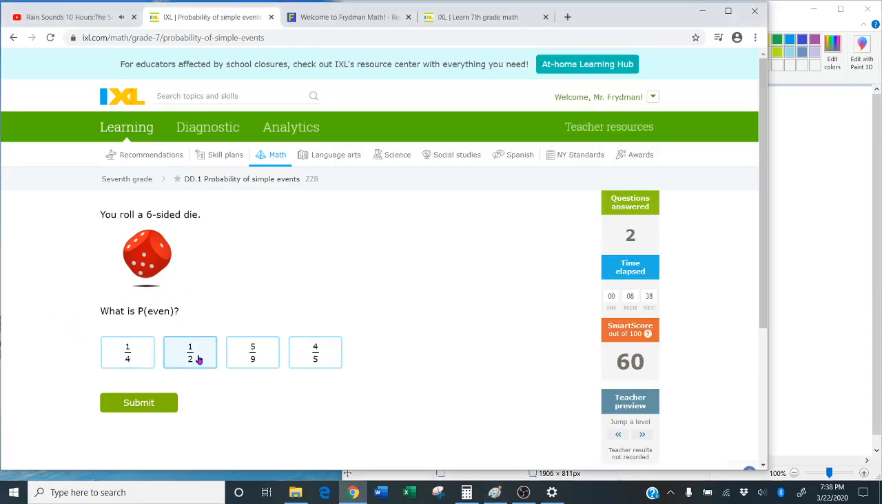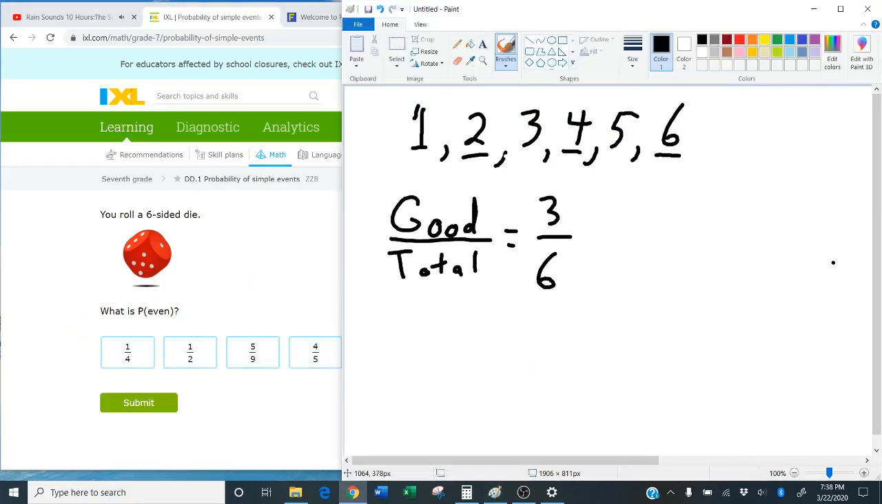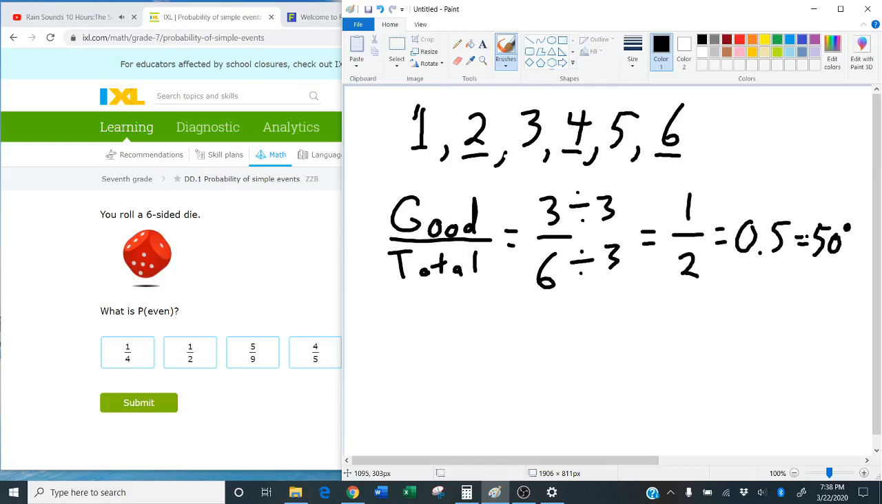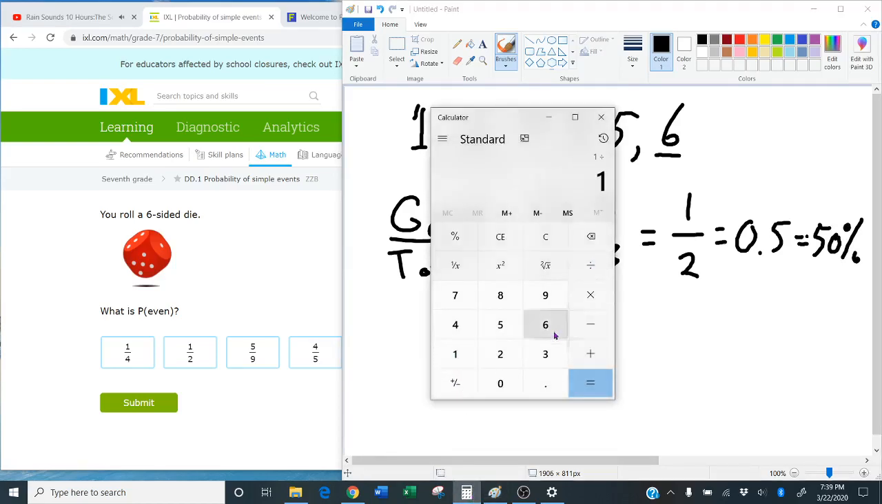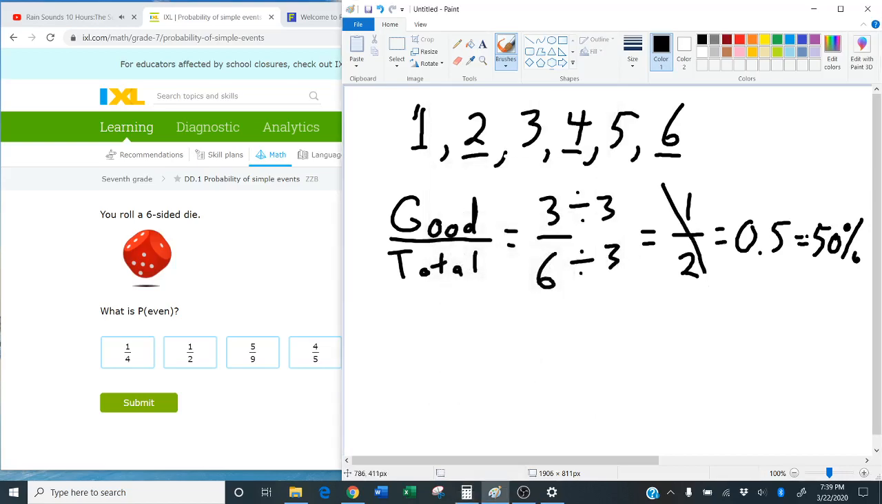I do not see that as an answer choice here, which means that I should reduce this. I can divide the numerator and denominator by 3. I get 1 over 2. If I wanted to do it as a decimal or as a percent, that would be 0.5, which is 50%. If you don't know that off the top of your head, you could just do 1 divided by 2 equals 0.5. Okay, so there's my probability. Whoop, I did not mean to do that. Okay, there is my probability, 1 out of 2.